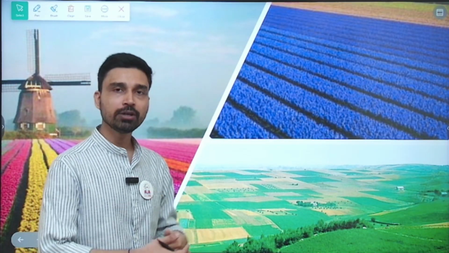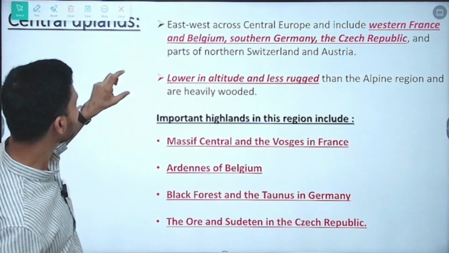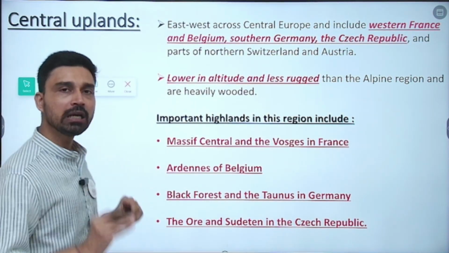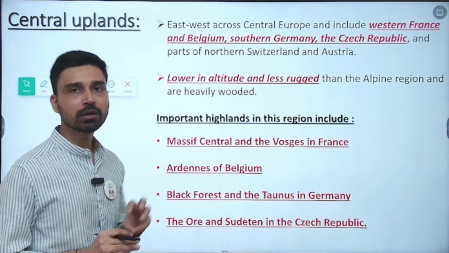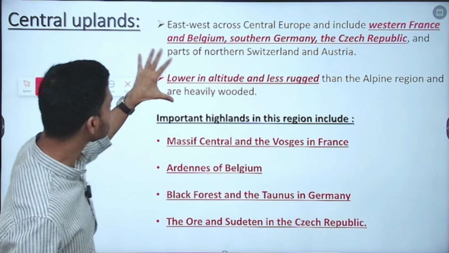One farmer can have control over hundreds and hundreds of acres of land. So commercial cultivation, we can say, extensive commercial cultivation is the major method of cultivation in this particular region. Coming to the next part, we have the central upland.